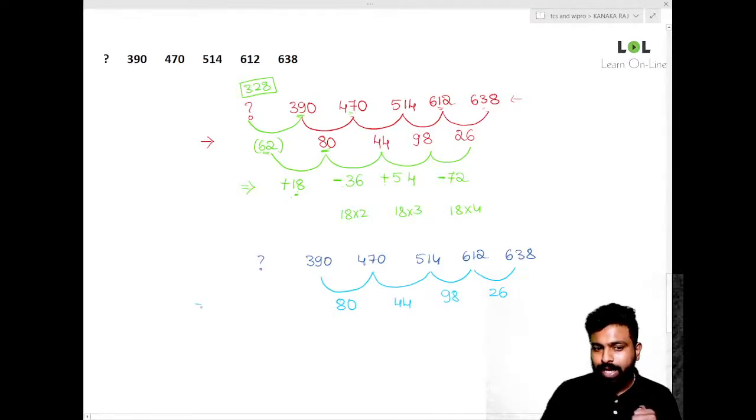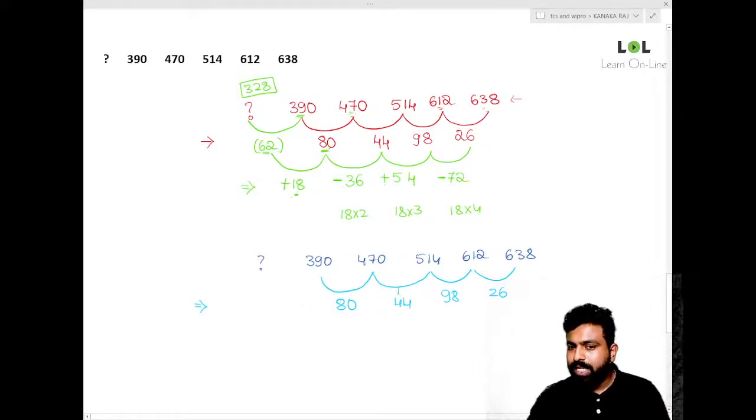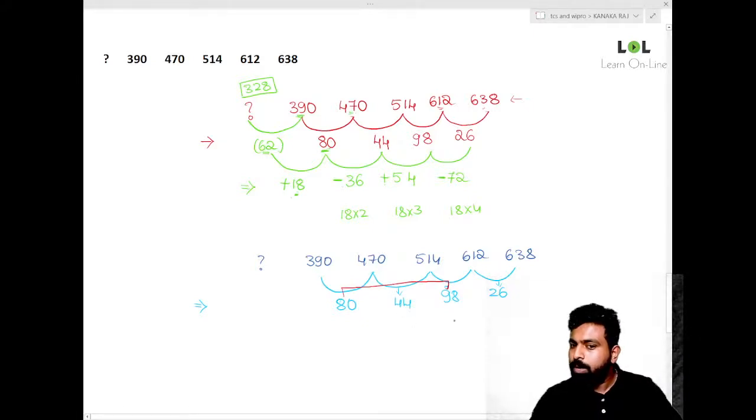So observe this. Wait, let me explain to you people this method. Observe this. 80, 44. The number is decreasing. Again, the number is increasing. Again, the number is decreasing. So there is an alternating happening over here. So we can call it an alternate series. Whenever it is an alternate series, leave one number, take the other number, leave one number, take the other number. So what is the difference between 80 and 98?